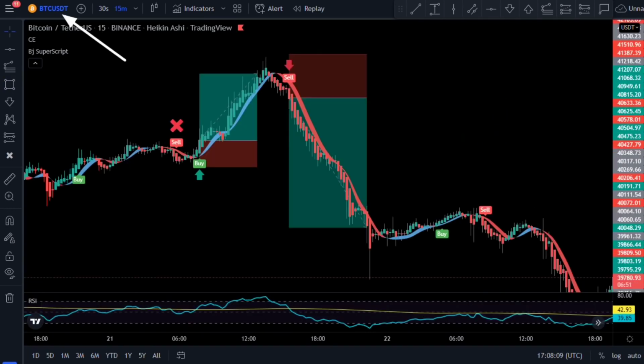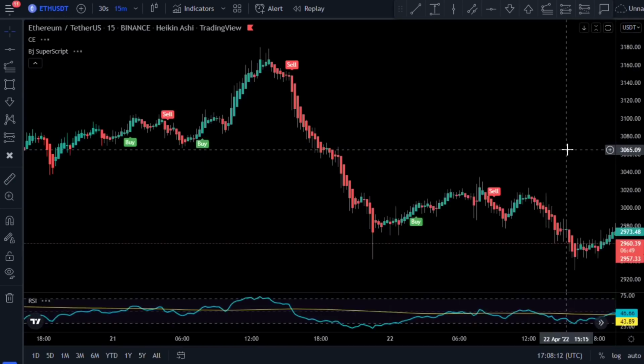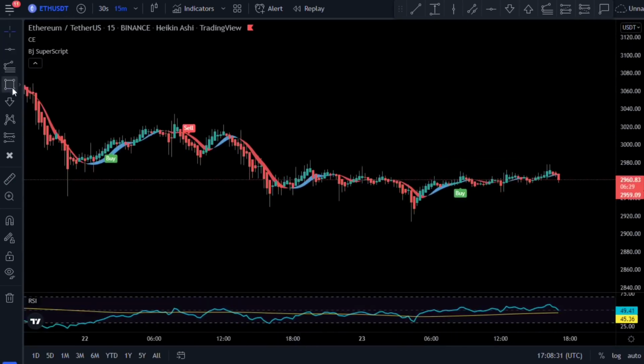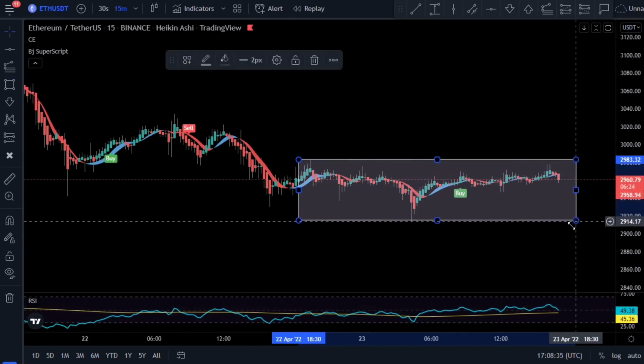Let's test this strategy briefly in the other chart. There is no signal in this area of the chart and the price chart is in range mode.